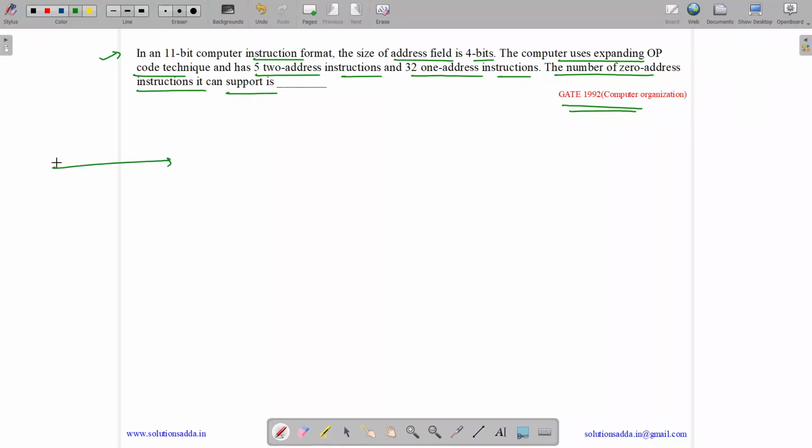So we have an instruction of size 11 bits. So what is the number of instruction encodings possible? It is equal to 2 to the power n, or 2 to the power 11, or we can say it is equal to 2048 instruction encodings are possible. It has a 4-bit address field.